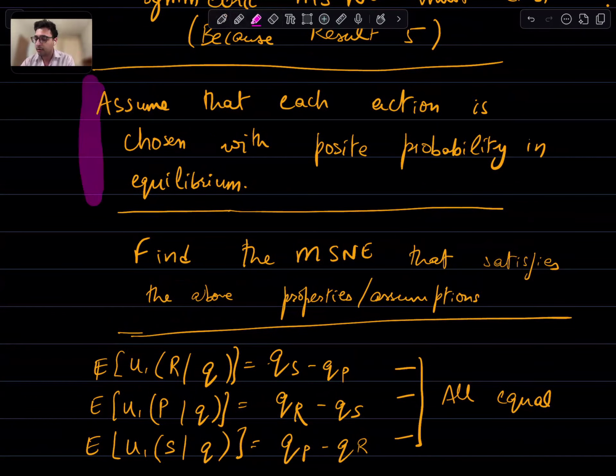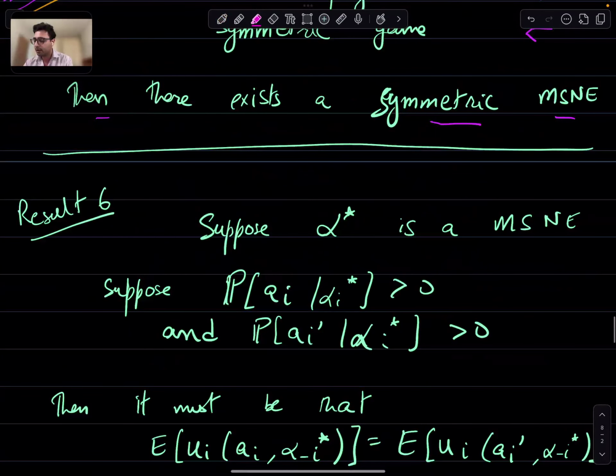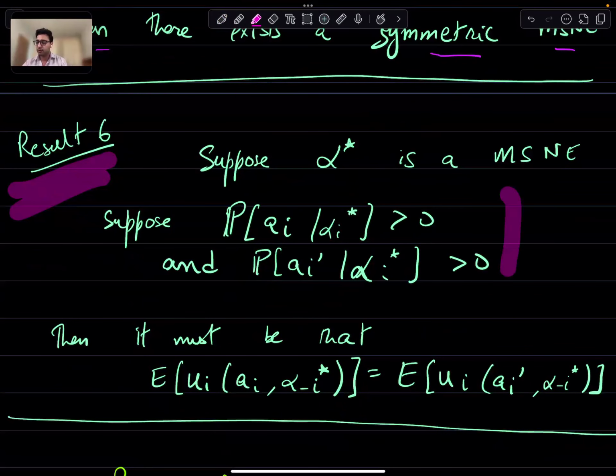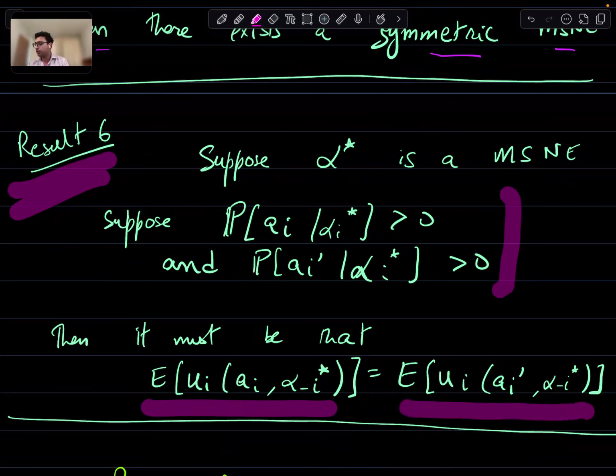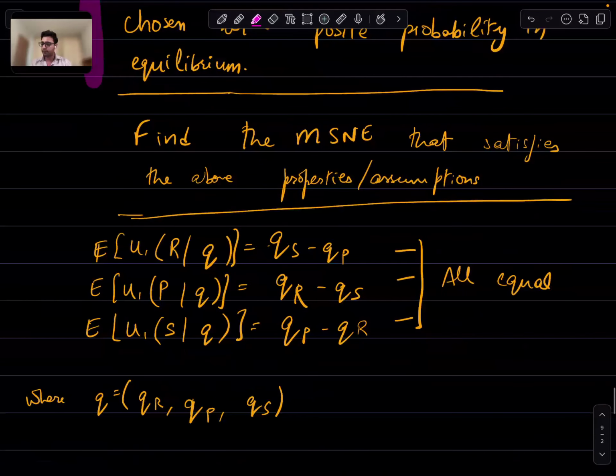So I'm using this assumption that I made here, and I'm combining that with result 6, which says that if in equilibrium there are two actions, each of which is chosen with positive probability, then it must be that the expected utility that player one gets from choosing the action AI has to equal the expected utility that player one gets from choosing that other action. So AI here can be rock, AI prime can be paper, or AI can be paper and AI prime can be scissors, and so on.